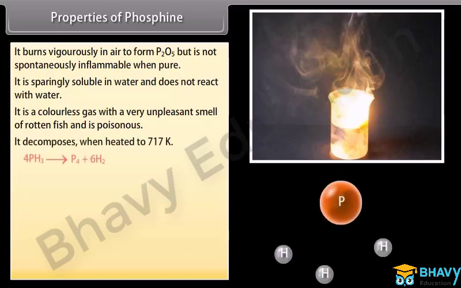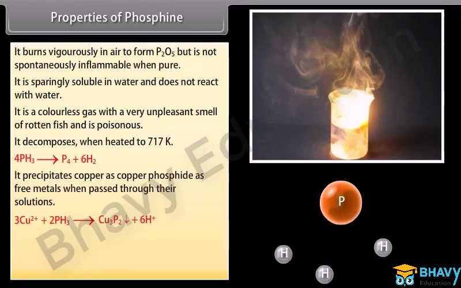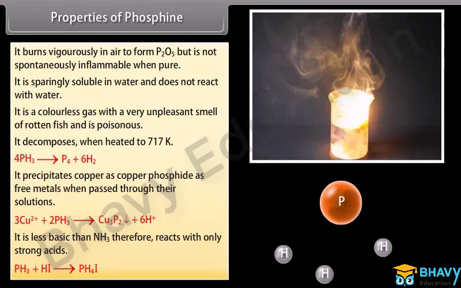It decomposes when heated to 717 Kelvin. It precipitates copper as copper phosphide, and free metals, when passed through their solutions. It is less basic than NH3, therefore reacts only with strong acids.